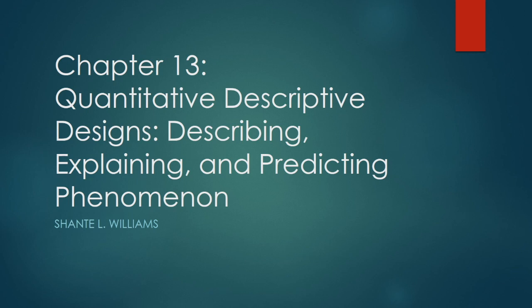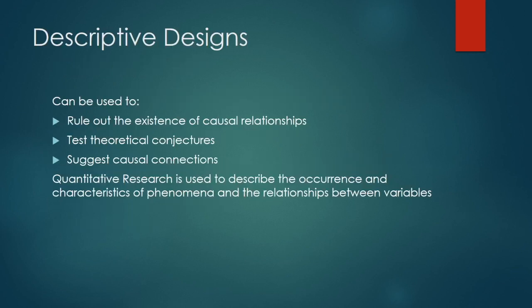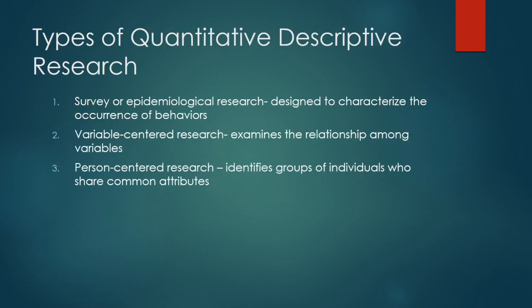Now, quantitative descriptive designs are used to describe, explain, and predict phenomenon. These designs can be used to rule out the existence of causal relationships or to suggest causal connections and to test theories. Now, there are a few different types of quantitative descriptive research. The first of which is survey research or epidemiological research. The second is variable centered research. And the third is person centered research.